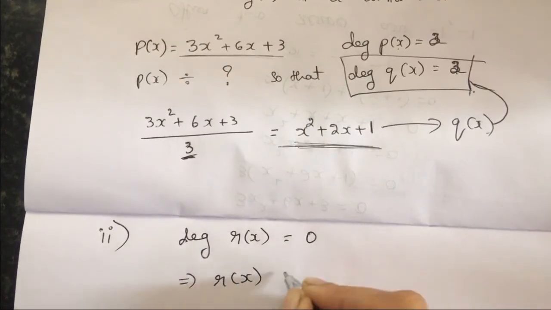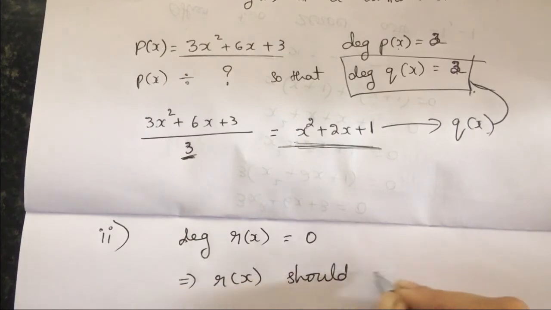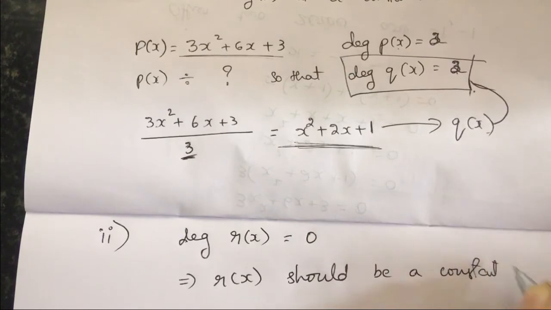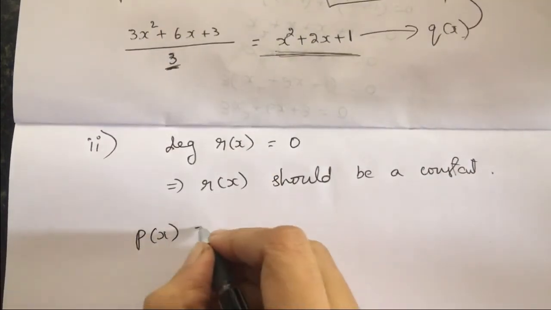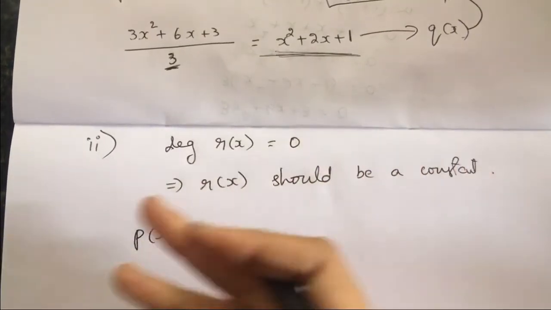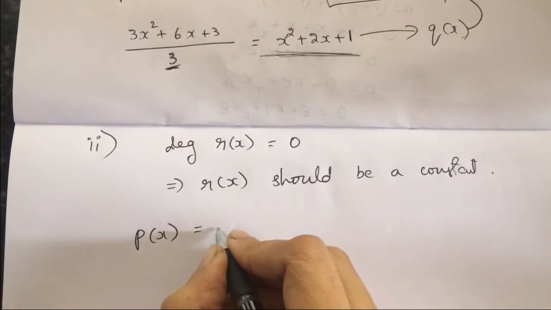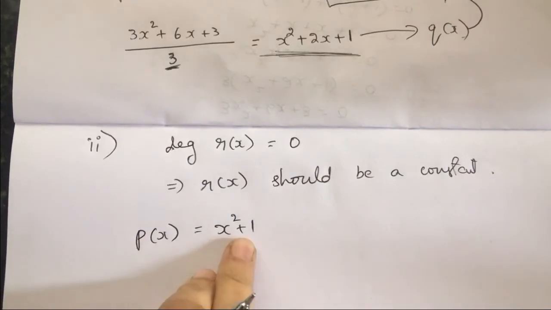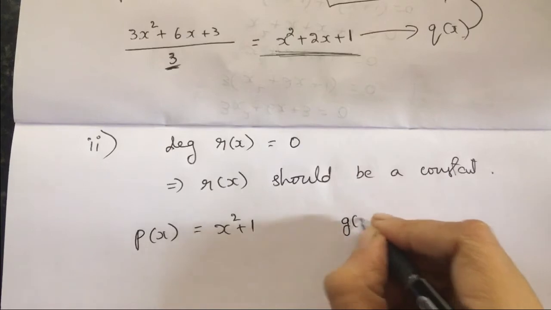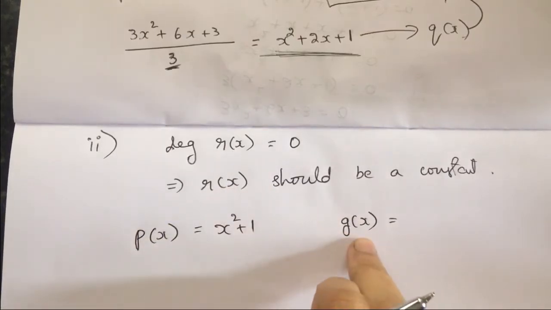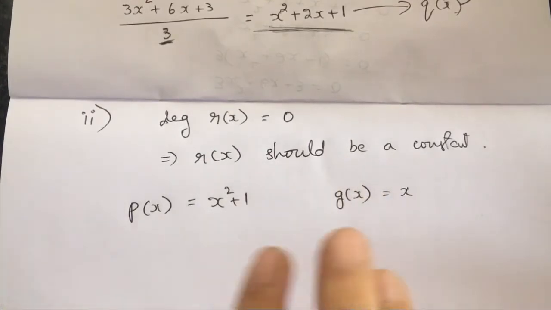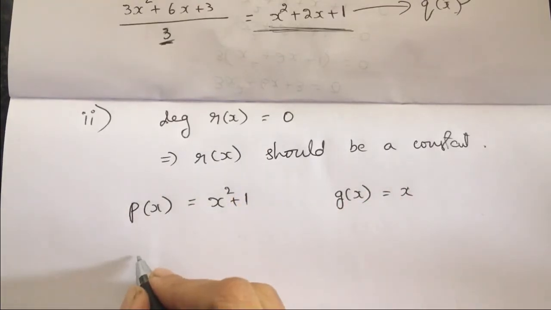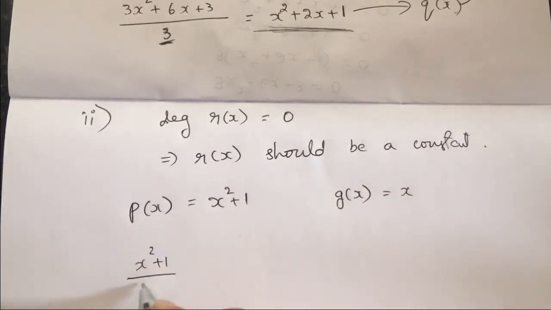It implies r of x, in the sense the remainder, should be a constant. So I have to find p of x and g of x such that the remainder is constant. It's quite easy. You just take some quadratic or linear polynomial. I'll take, say, x square plus 1. This is my p of x. Now I have to write g of x in such a way that when I divide this by this, I should get a constant remainder. You have to keep that in mind. Let me take this as x. I'm just checking. Now I'll divide x square plus 1 by x. What happens?